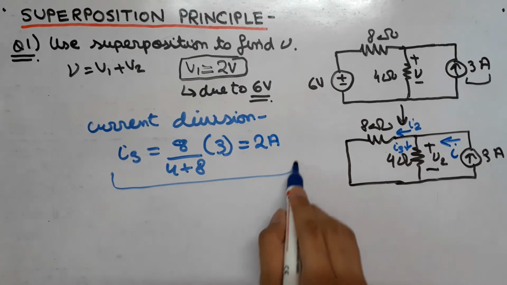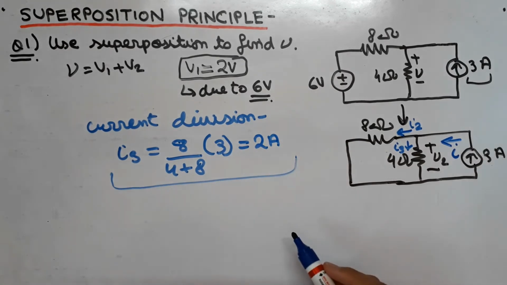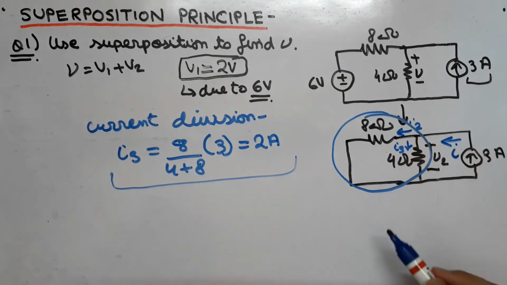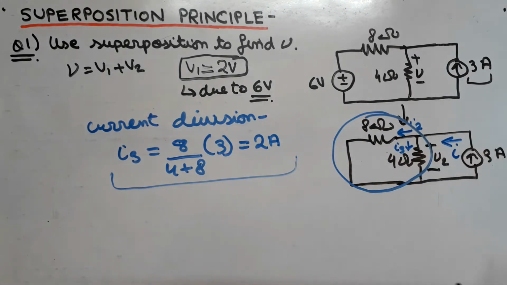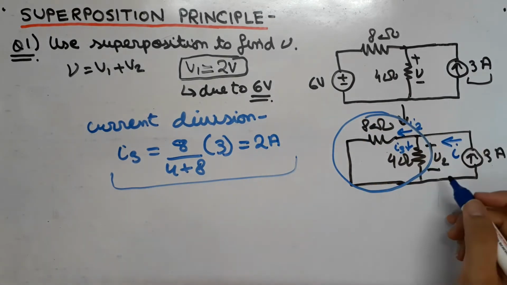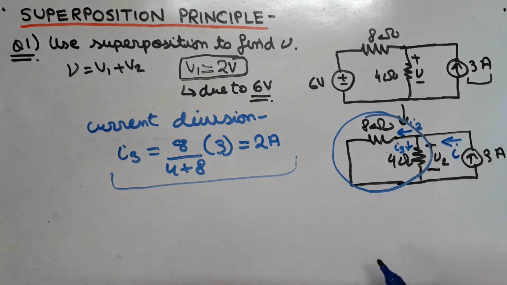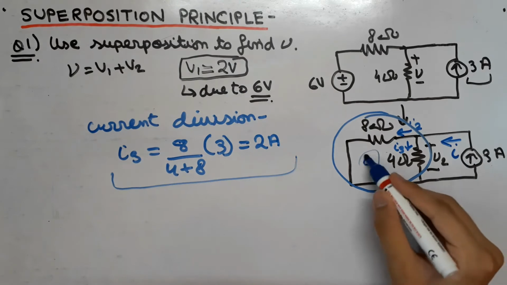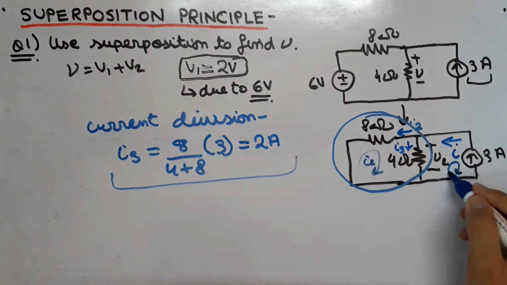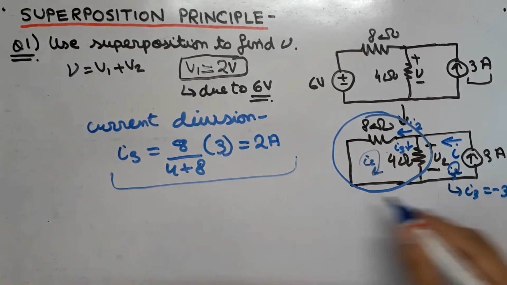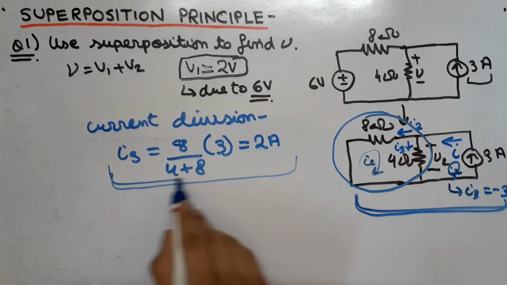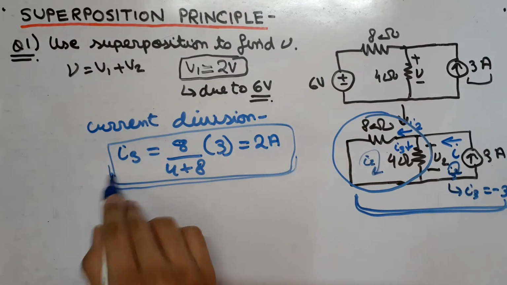If you are not familiar with the current division rule, you can simply get this answer also by solving these two resistors in parallel and getting the voltage across the equivalent, and then you will find the value of I2 and I3 separately. Or otherwise you can simply apply mesh rule. That is, you can take I2 over here and I3 over here. Here the I3 value will be minus 3 ampere if you use mesh current. But I have used the current division method, which is a much easier method, and you should know this method.